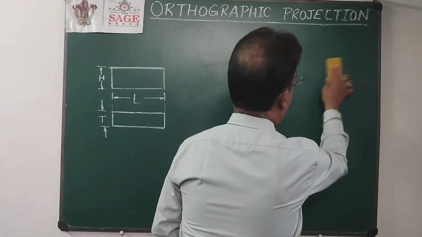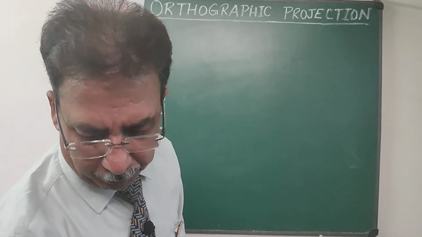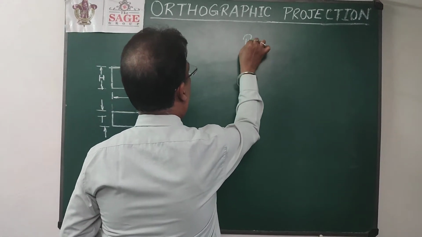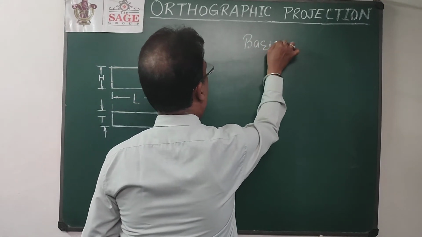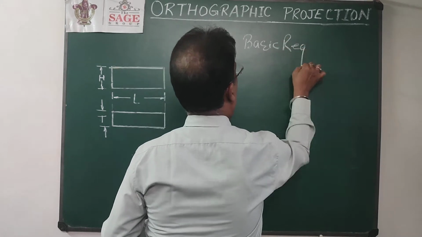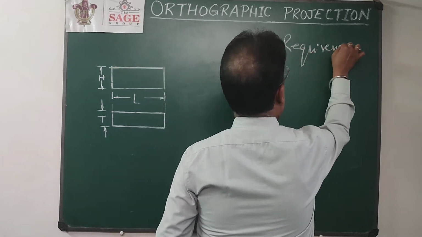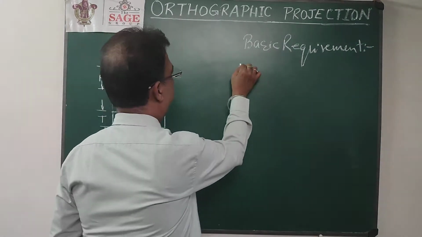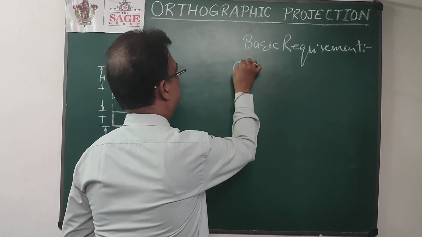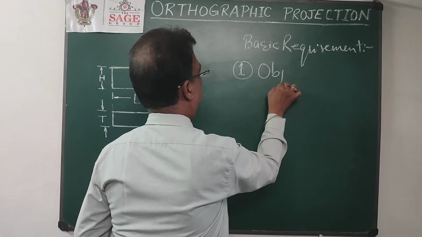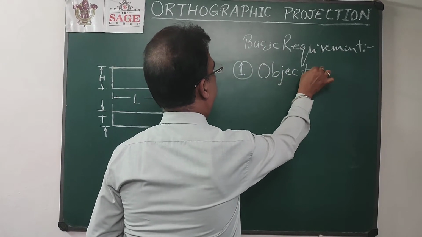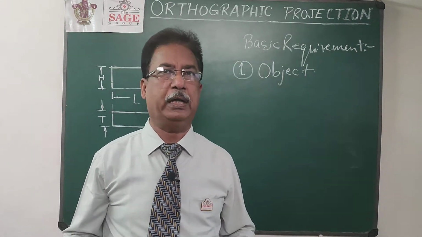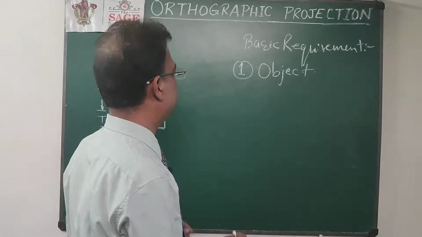Now in this lecture I am going to discuss with you about what are the basic requirements for projection. So if I go for the basic requirements, we require 4 things if we want to draw the projection. First thing will be the object. Object may be physically present in front of me, or maybe that will be my thought, what I want to draw. That is the projection.